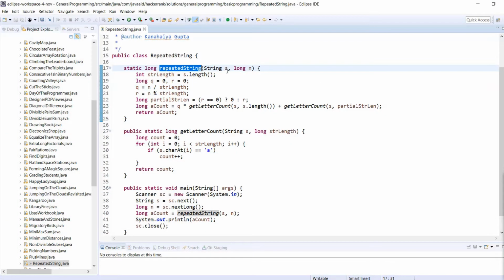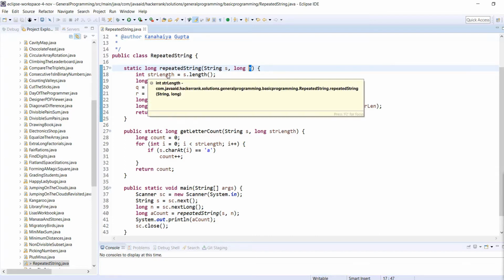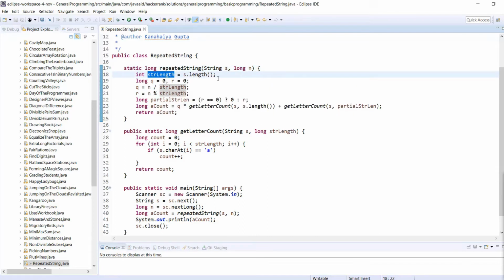In that we have 2 parameters. This is a string and this is the length of the characters which you need to consider to find the occurrence of A's. So I have taken the string length and this is the Q. Initially it is 0, and R which is 0. So I'm trying to calculate the Q here first, which is the quotient, how many times this string can be repeated completely, and this is the R which will tell the substring part of the initial string.